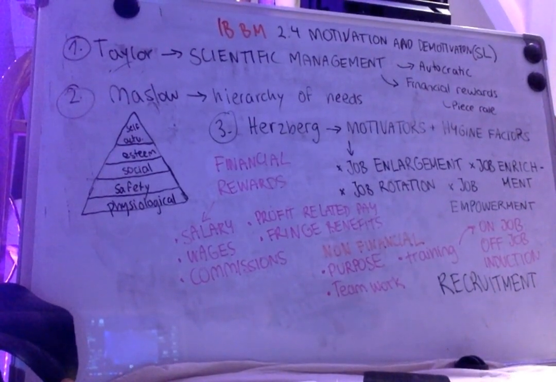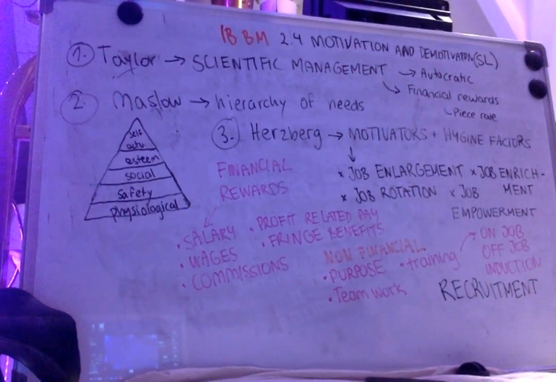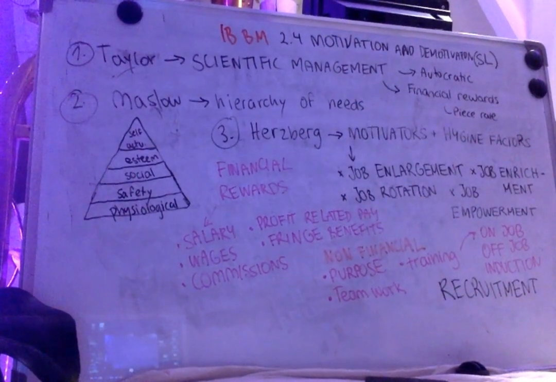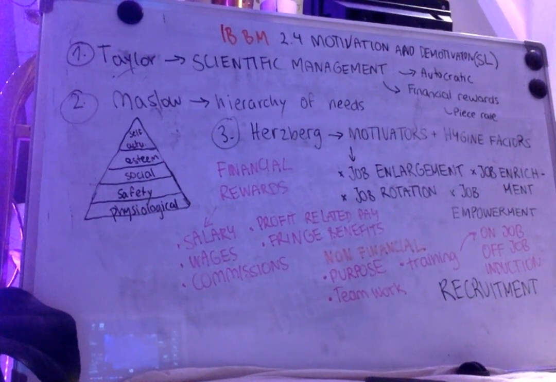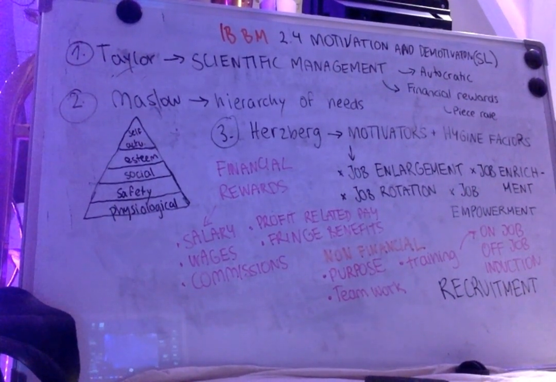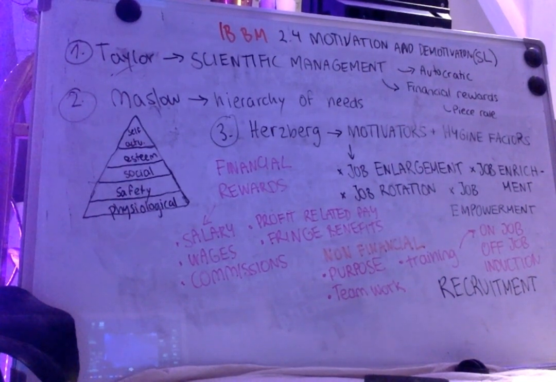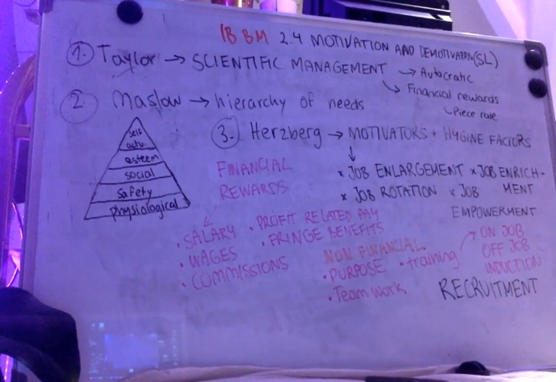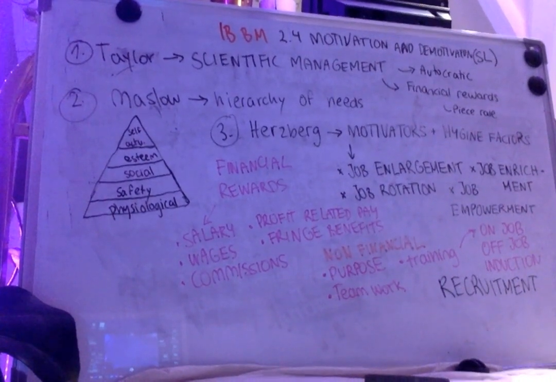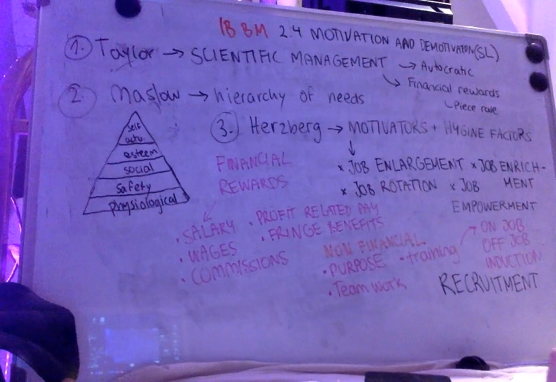Then you have profit related pay. That's when you pay your employees a percentage of your profit alongside their salary, which can then motivate them to achieve or do good things within the company. And fringe benefits. For the actual worker these are non-financial benefits, for example getting them a car, paying for a holiday, or giving them a discount on your company's products. But they are financial from the view of the company, so that's why we classify them as financial rewards.